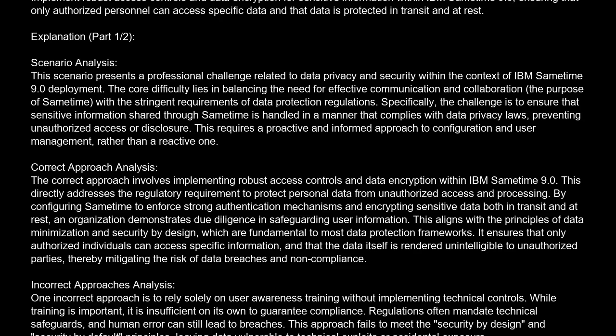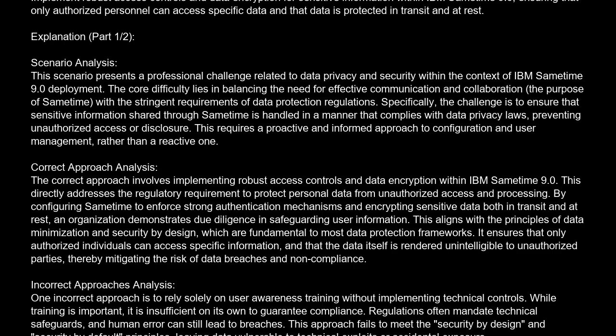Correct answer is A. Implement robust access controls and data encryption for sensitive information within IBM Sametime 9.0, ensuring that only authorized personnel can access specific data and that data is protected in transit and at rest. Explanation. Scenario analysis. This scenario presents a professional challenge related to data privacy and security within the context of IBM Sametime 9.0 deployment. The core difficulty lies in balancing the need for effective communication and collaboration, the purpose of Sametime, with the stringent requirements of data protection regulations.